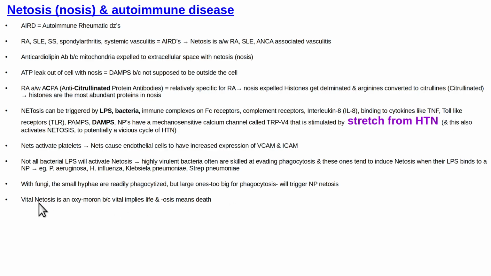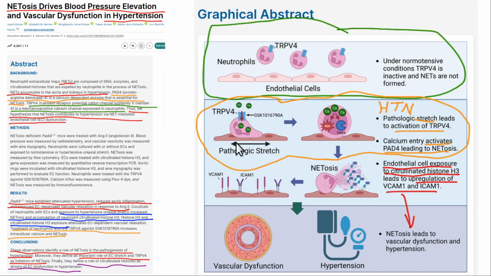Vital NETosis is kind of a funny word because it's an oxymoron. Vital means living, osis means dead, so it's like living death. But what it really sort of means for medical purposes is that the neutrophil doesn't die immediately. It stays alive for a while because it's only partially released. Its DNA only opened up partially.